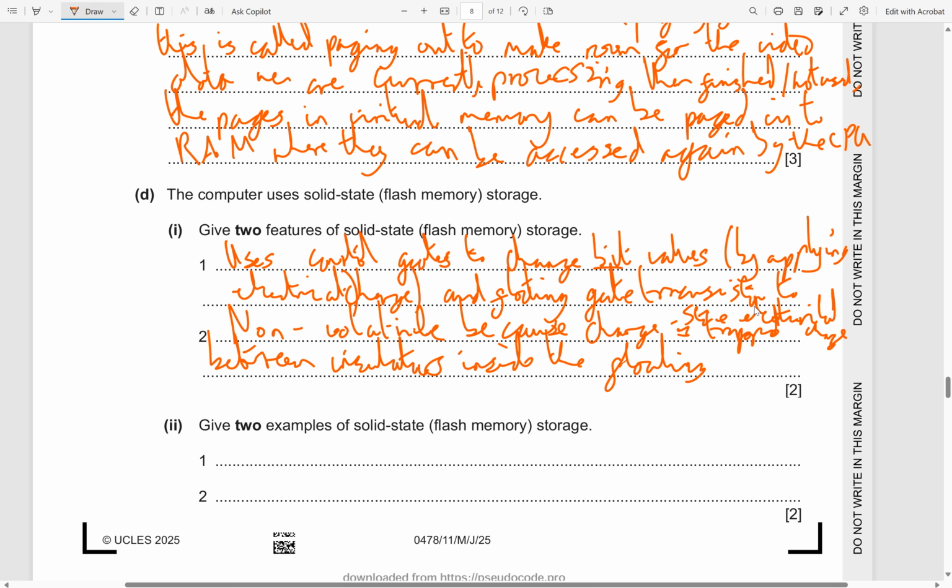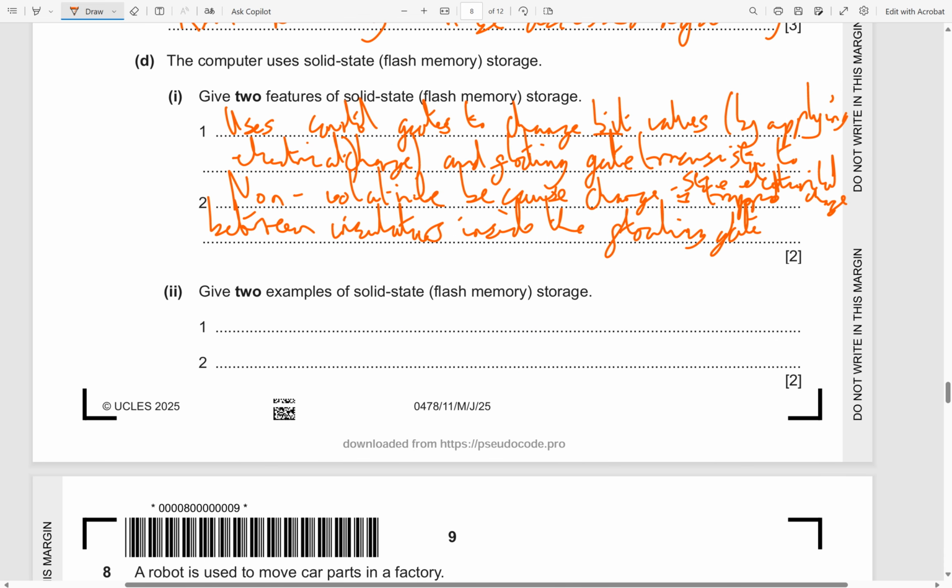I think that should be okay for 2 marks. Then we want to give 2 examples of solid state flash memory storage. So I guess we can just say SSD. And I think let's just write that. So solid state, solid state drive.